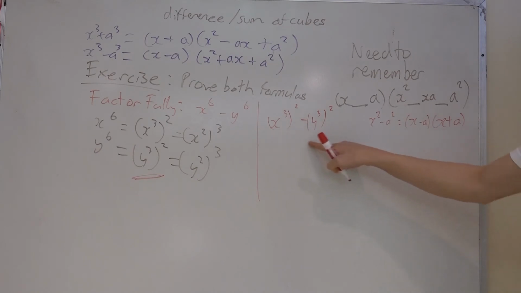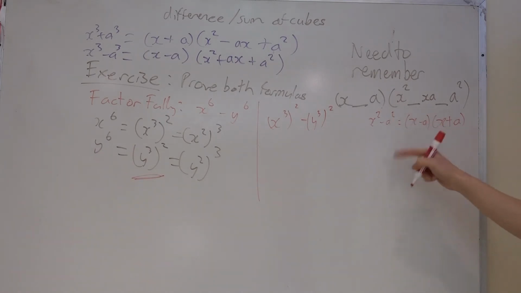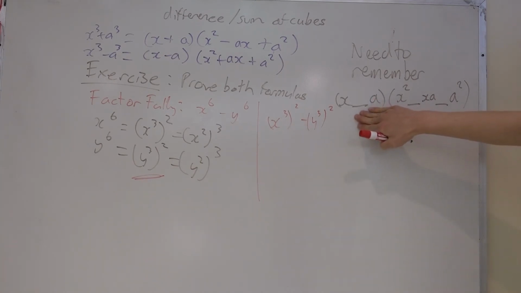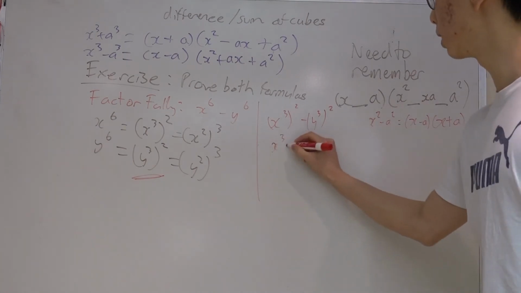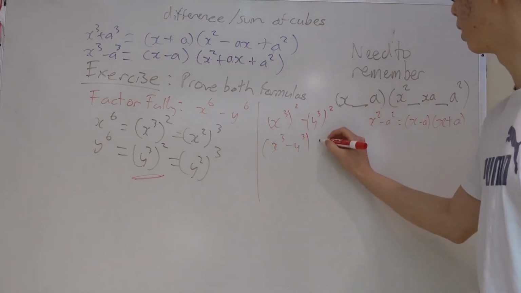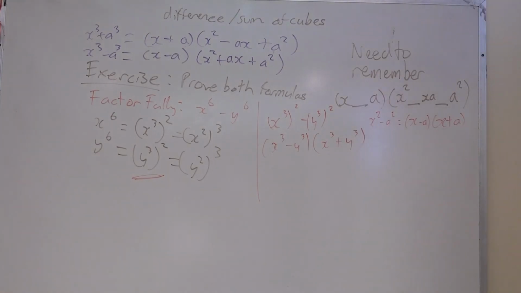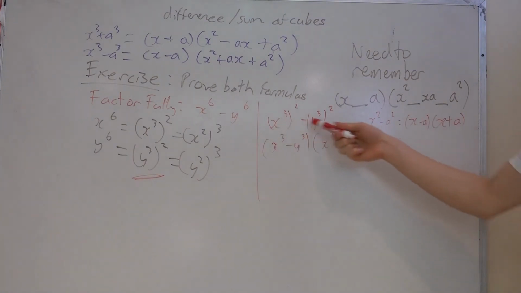Okay? So now when I fill this in, I just have to substitute in my values. Of course, this x here is not the same x as there, so we'll just ignore that for now and just keep the idea in mind. So this is going to become x cubed minus y cubed times x cubed plus y cubed. Okay? Hopefully you can see how this formula just got applied directly to this.